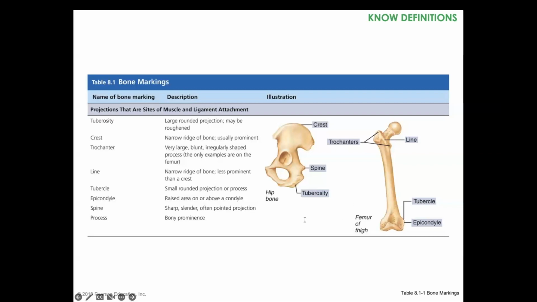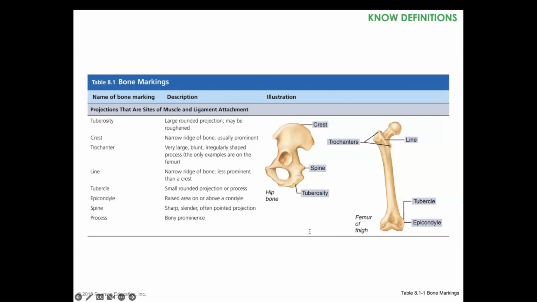Next, we have the crest. So the crest is going to be a very prominent narrow ridge. You see in the example, we have the iliac crest because that is on the ilium bone of the pelvis. So the crest is usually going to be named after whatever bone it is found on. Crests and lines are similar. The main difference is the crest is much bigger.